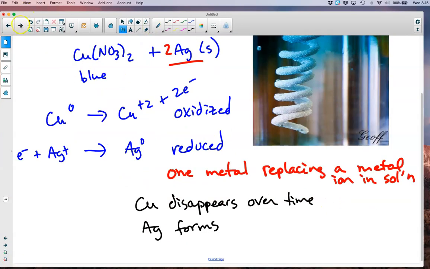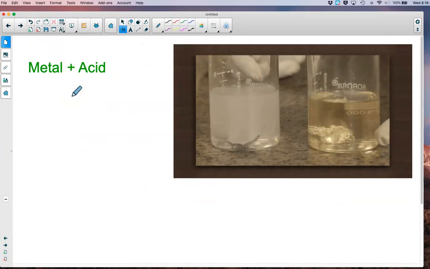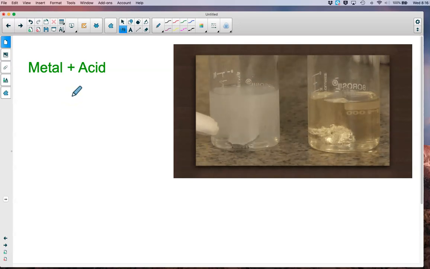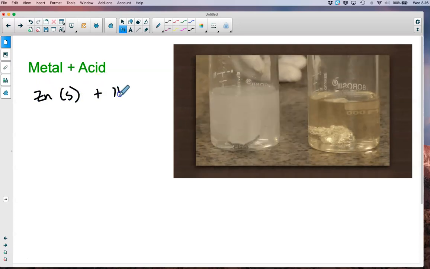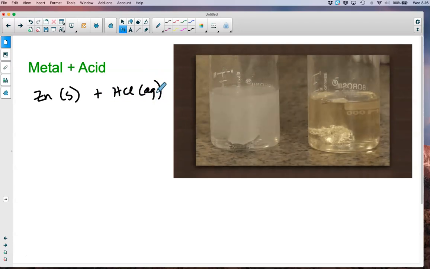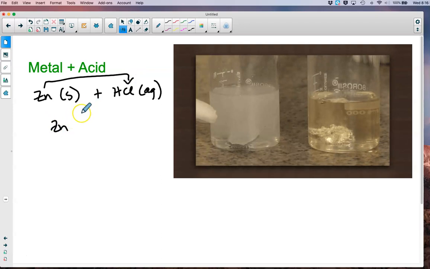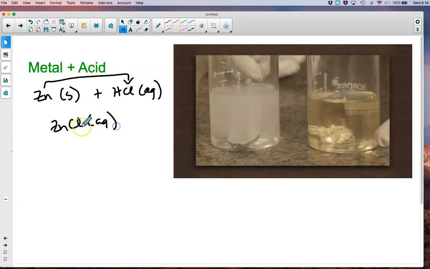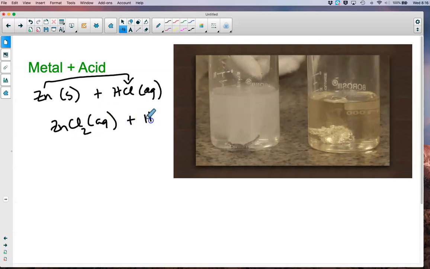Okay, so the next type of oxidation reduction reaction is shown here, and there's actually a little video here, a metal plus an acid. So I believe one of those is probably zinc metal. And hydrochloric acid is a common acid we might use. And again, the metal is trading places with the ion. So the metal is trading places with the hydrogen. So the zinc is becoming zinc plus 2 and forming zinc chloride. And then the hydrogen is going from hydrogen plus 1 to hydrogen 0. And that's what the gas bubbles are.